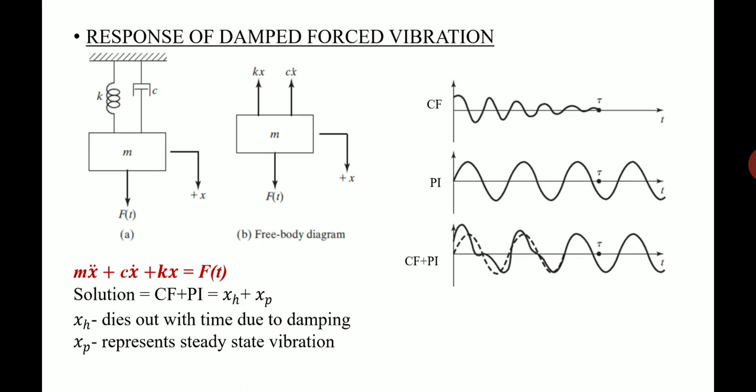The complementary function will be the solution of the LHS, that is mx double dot plus Cx dot plus Kx is equal to 0. The solution of that part is called the complementary function, and the solution for the whole equation, including the RHS, is called the particular integral. One thing you have to take care of here is that the complementary function is actually the solution of the free damped system, that is mx double dot plus cx dot plus kx is equal to 0.